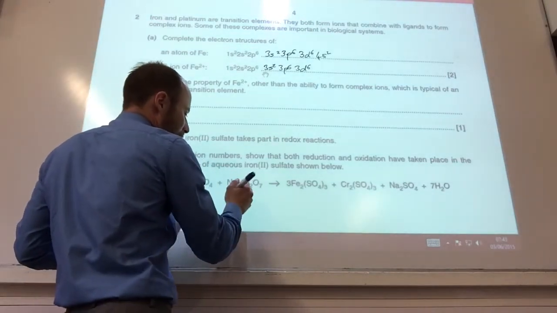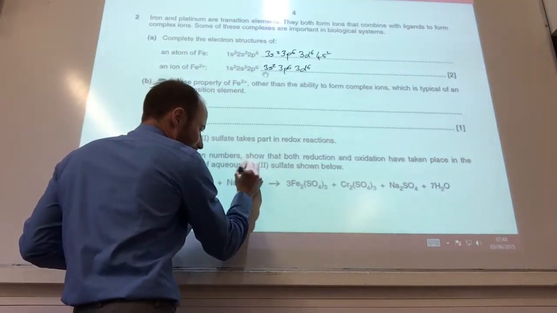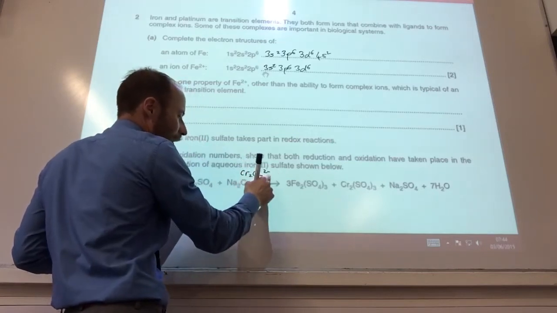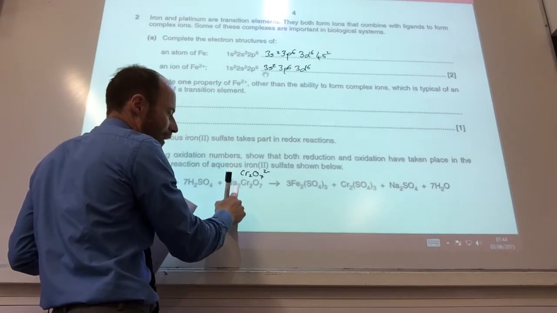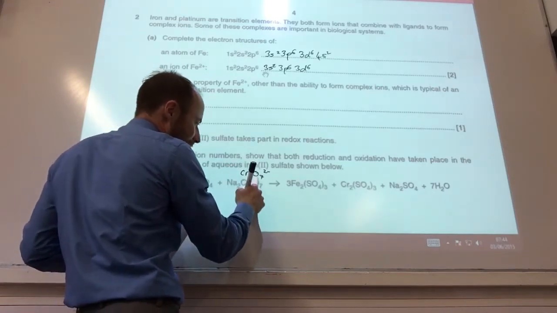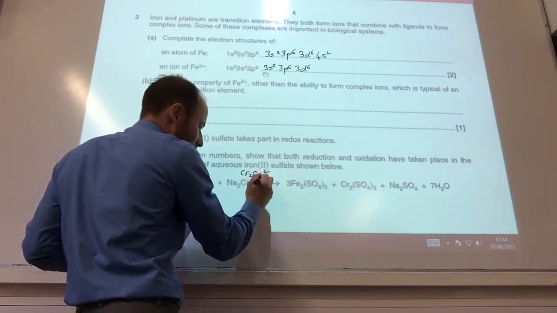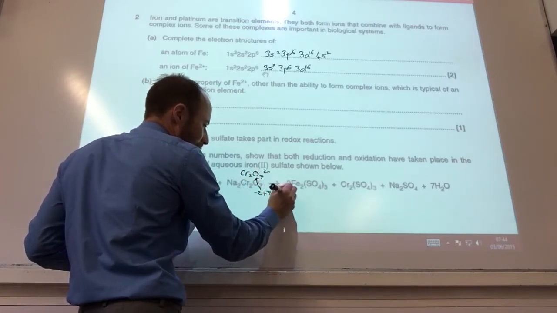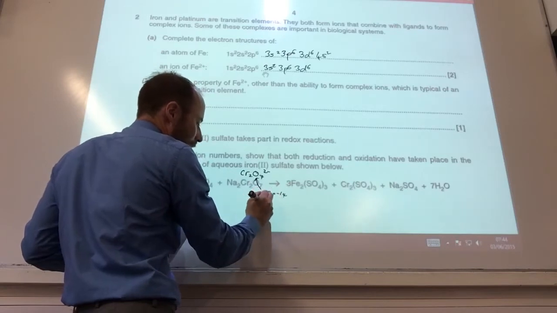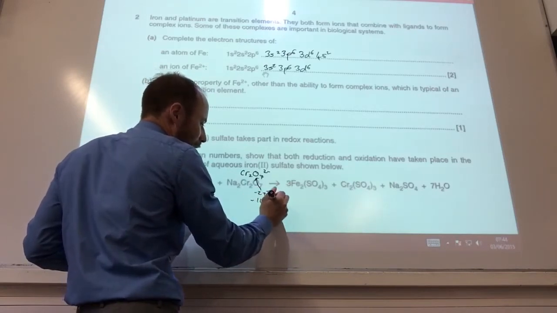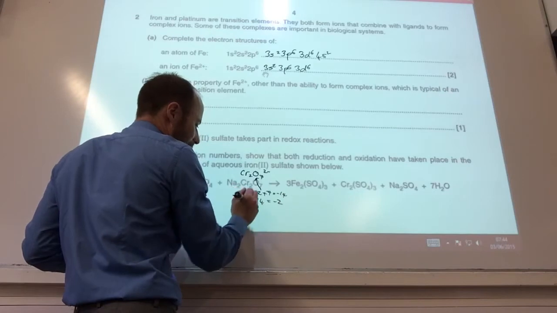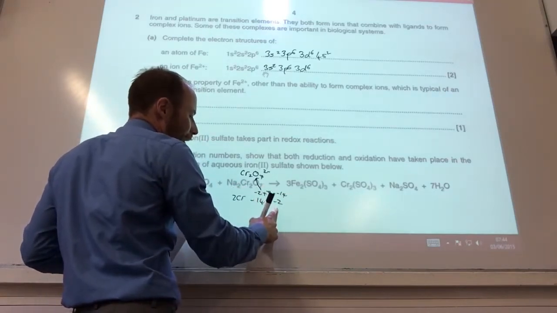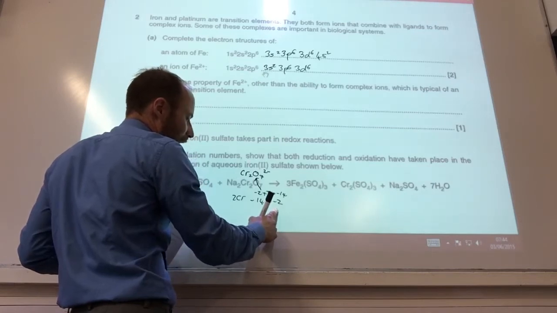Sodium is going to be plus 1. So if sodium is plus 1, that ion there is Cr2O7 2 minus, because I've got two sodium pluses. If that's the case, each oxygen is minus 2, and I've got 7 of them, which gives me minus 14. So minus 14 plus whatever two chromiums are has to add up to minus 2, which is the charge on the ion.